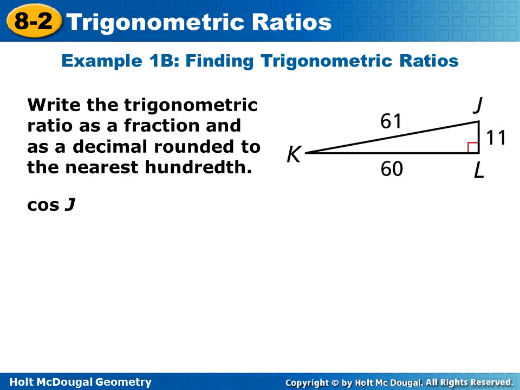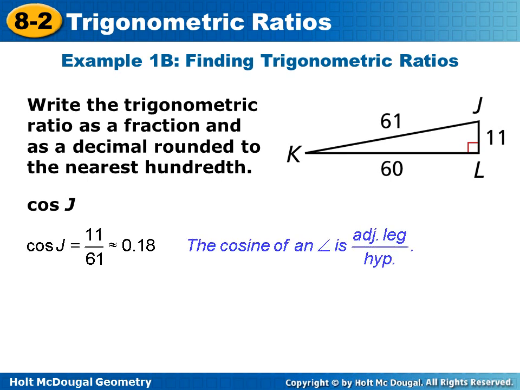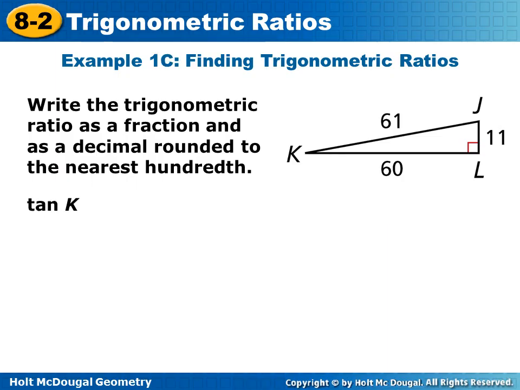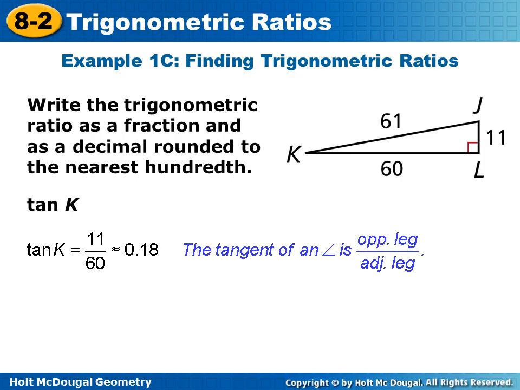The cosine of J is the adjacent side, which is 11, over the hypotenuse, which is 61. 11 over 61 is approximately 0.18. Remember, when we round a decimal, you want to use those two wavy lines for approximate. The tangent of K is equal to the opposite over the adjacent. So it would be 60, which is opposite, over 11, which is adjacent. So 11 over 60 is approximately 0.18.